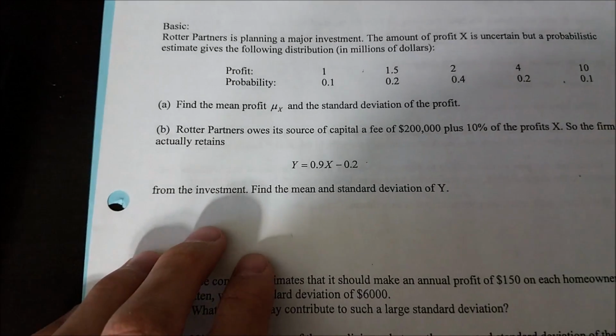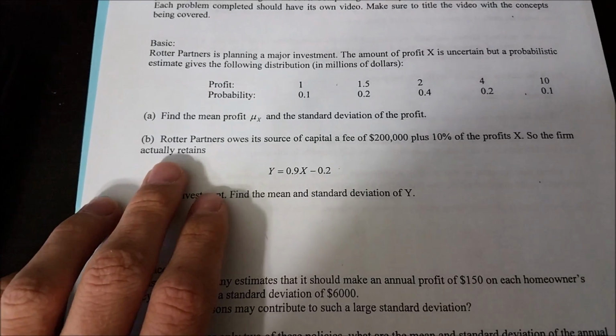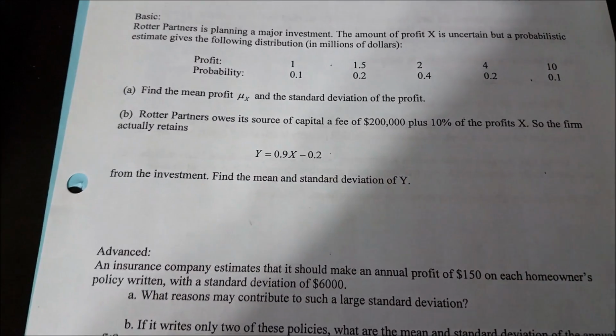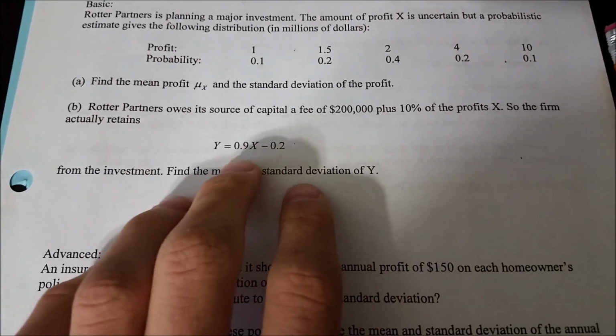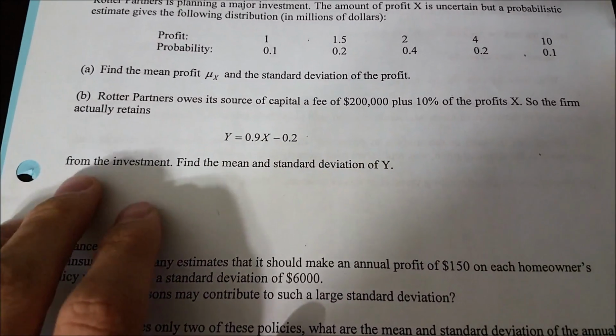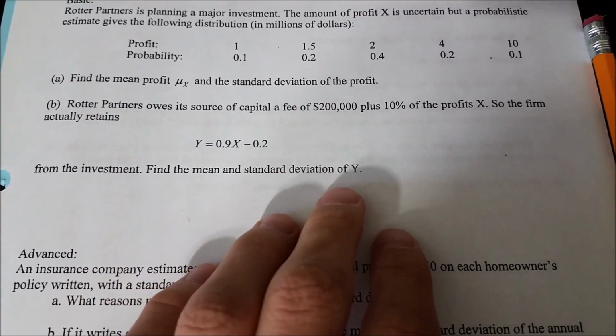Alright, part B. Rotner Partners owes its source of capital a fee of $200,000 plus 10% of the profits X. So the firm actually retains... This is the formula for how much money they actually make from the investment. Find the mean and standard deviation of Y.